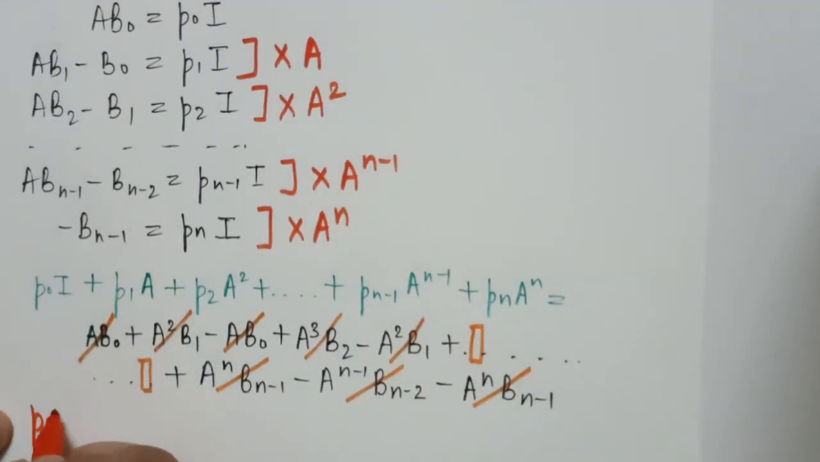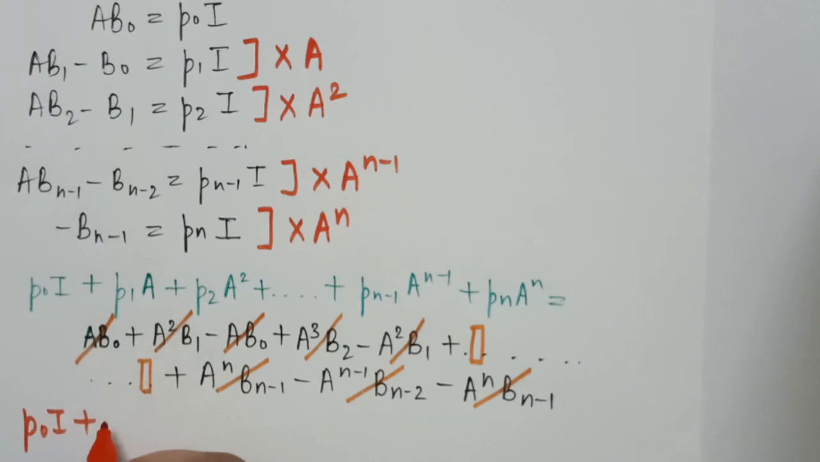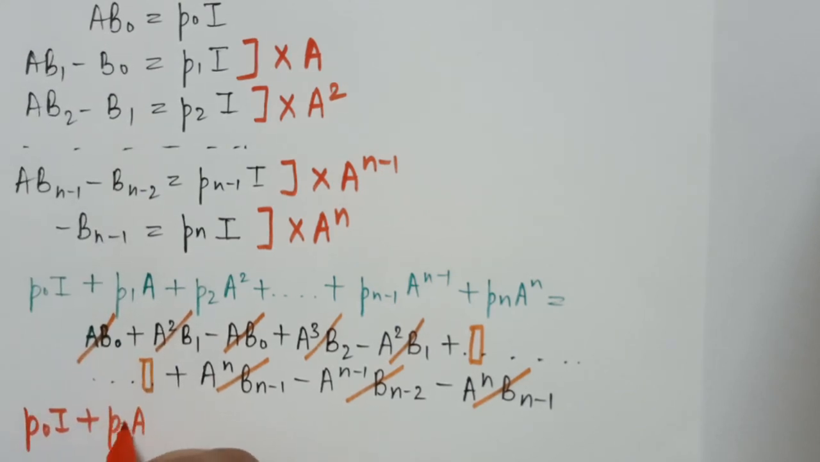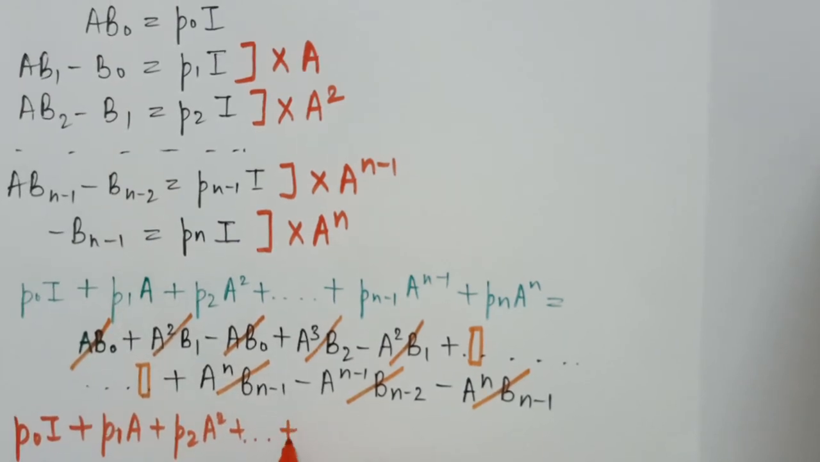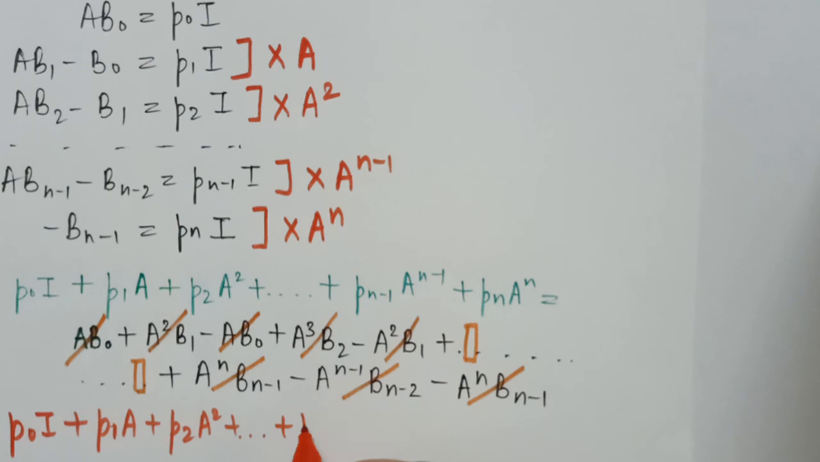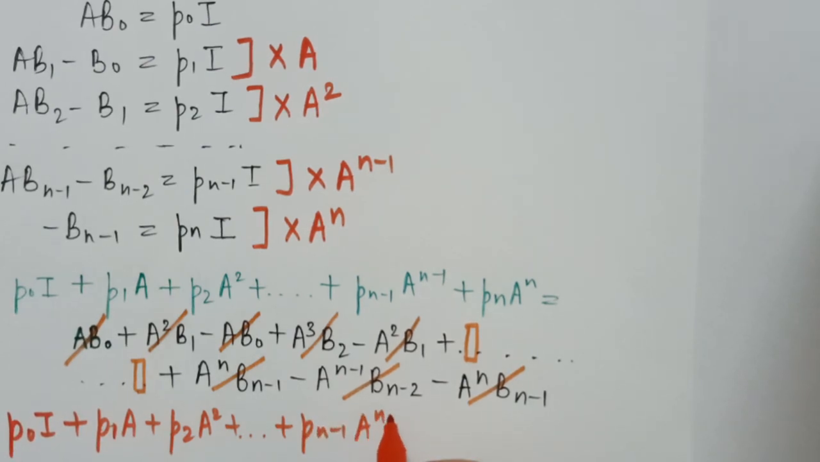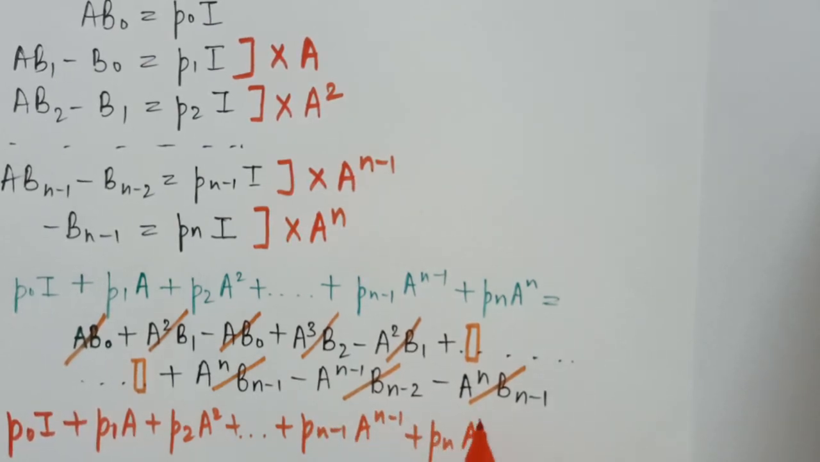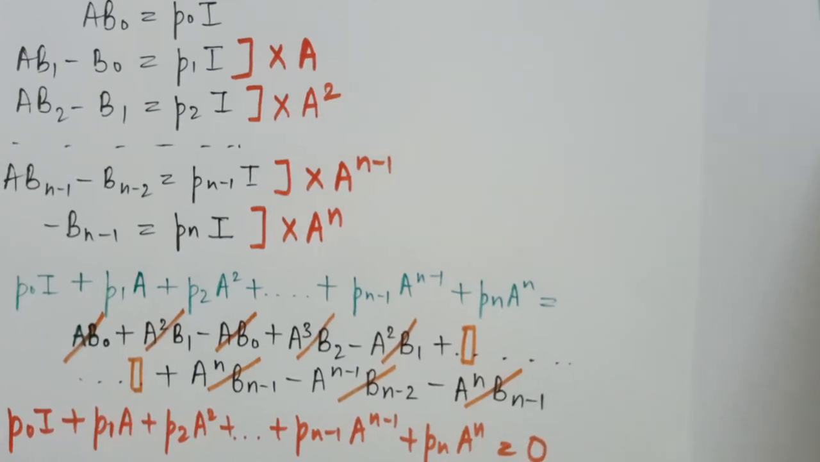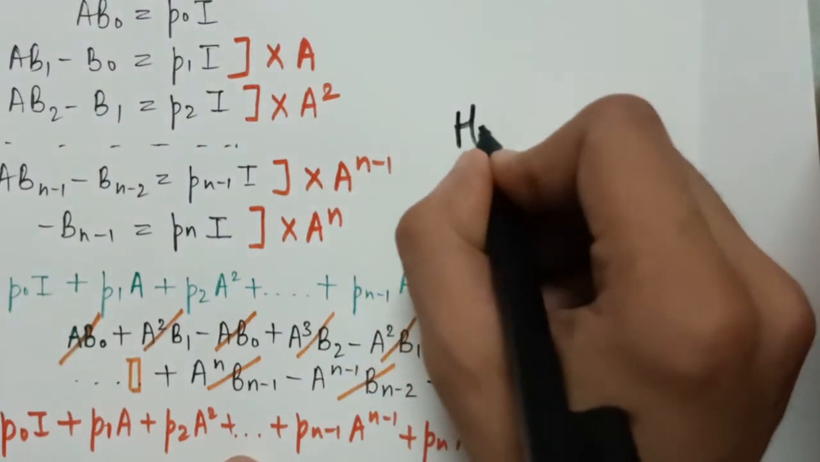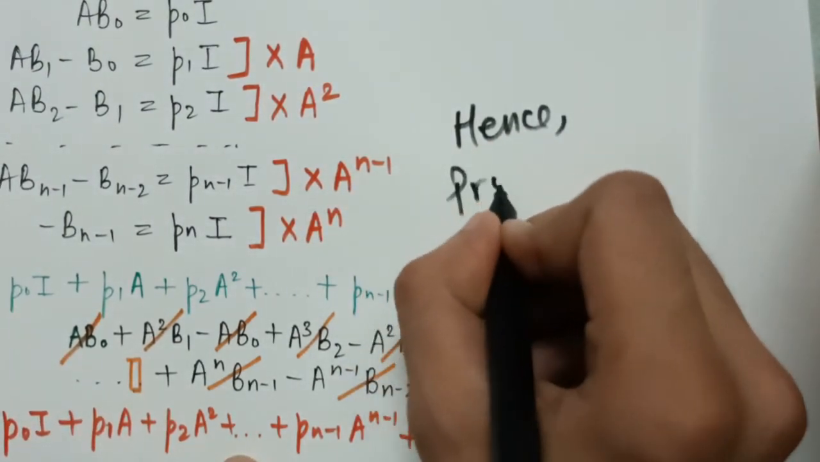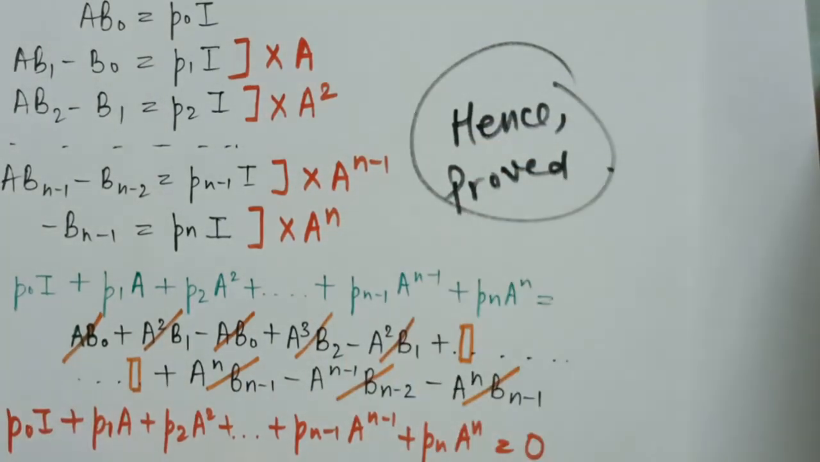Let me write it again. P0 I plus P1 A plus P2 A square plus up to so on plus P_{n-1} A^{n-1} plus P_n A^n equal to 0. So which means that every square matrix satisfies its characteristic equation, and hence the theorem is proved.